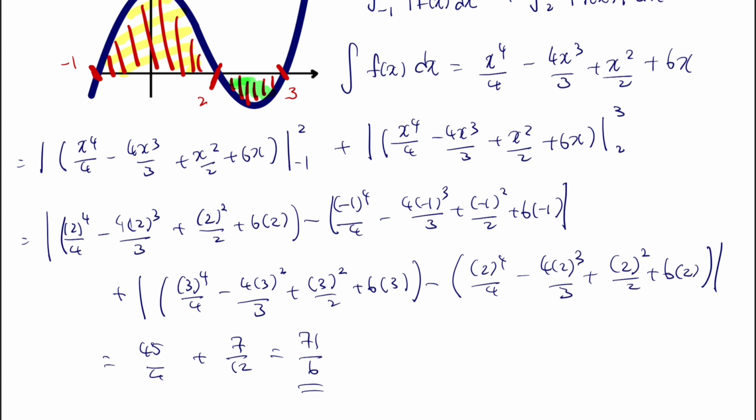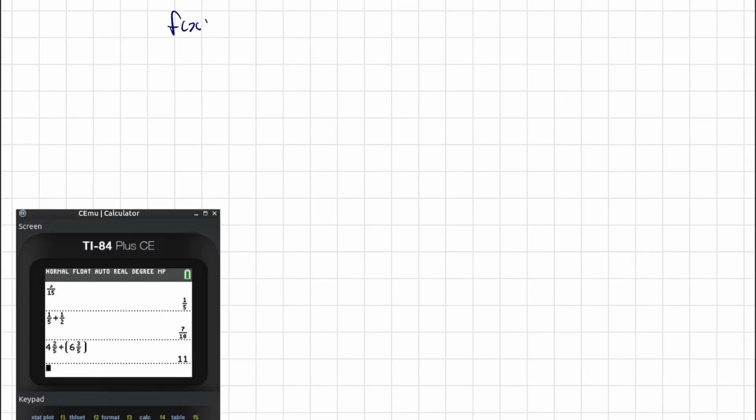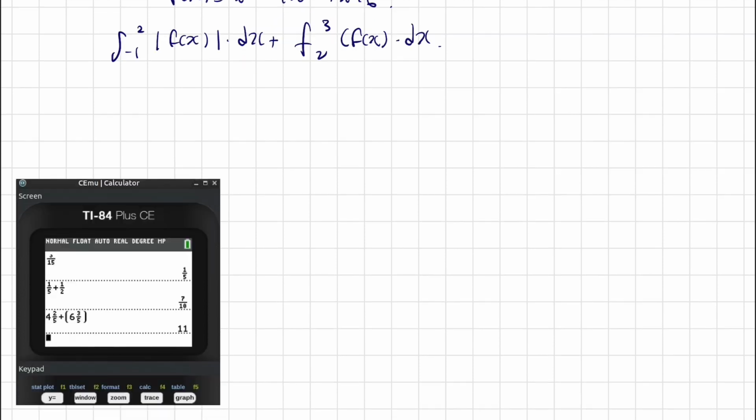Then let's talk about how to calculate this using the GDC. Our function is still f of x equals x to the power 3 minus 4x squared plus x plus 6, and the integration is supposed to happen in this way. Then let's talk about how to substitute this into the GDC.